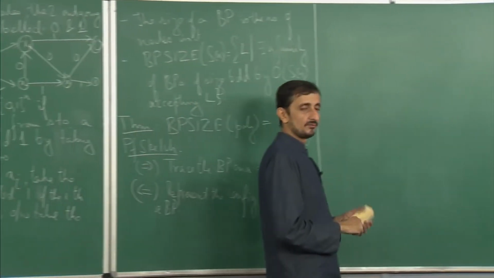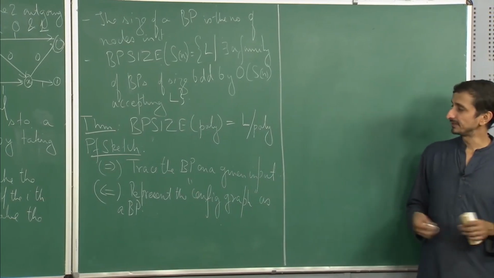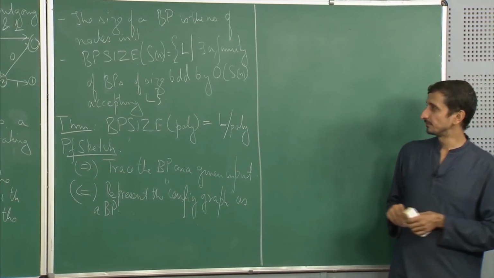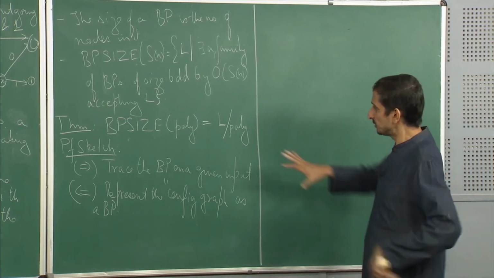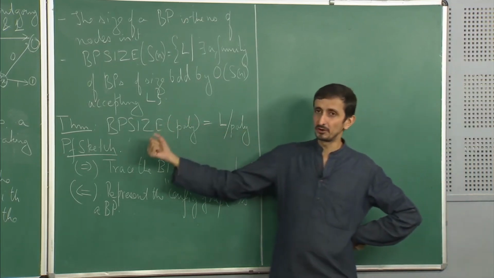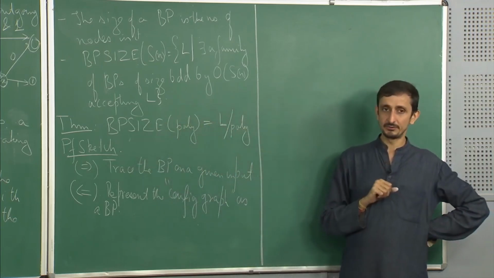So, this is roughly the proof idea, and as I said, this is not something that is very non-trivial. It follows from the definition. Okay. So, what do we have so far? We have that branching programs of polynomial size are sort of like log space computation.